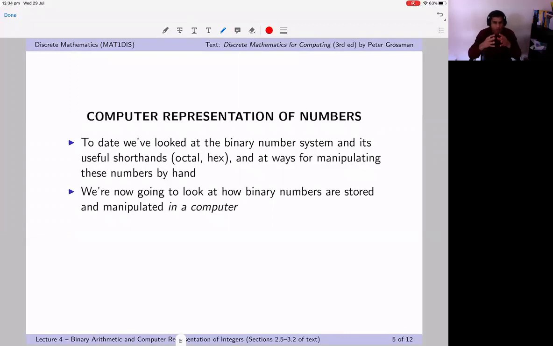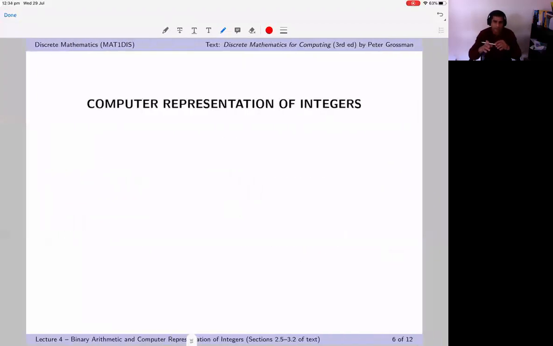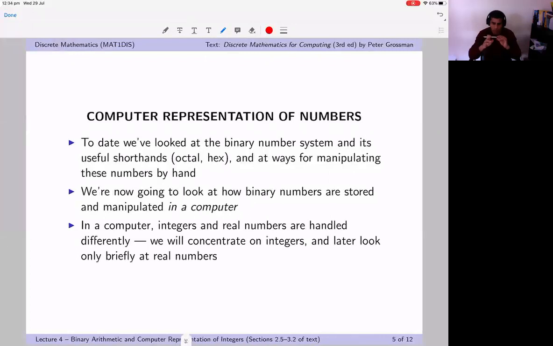So we are now going to look at how binary numbers are stored and manipulated in a computer. The process works differently for integers and differently for fractional parts, like real numbers. When there is a decimal involved, the process is slightly different, and when there is an integer, the process is slightly different. So we deal with them separately.